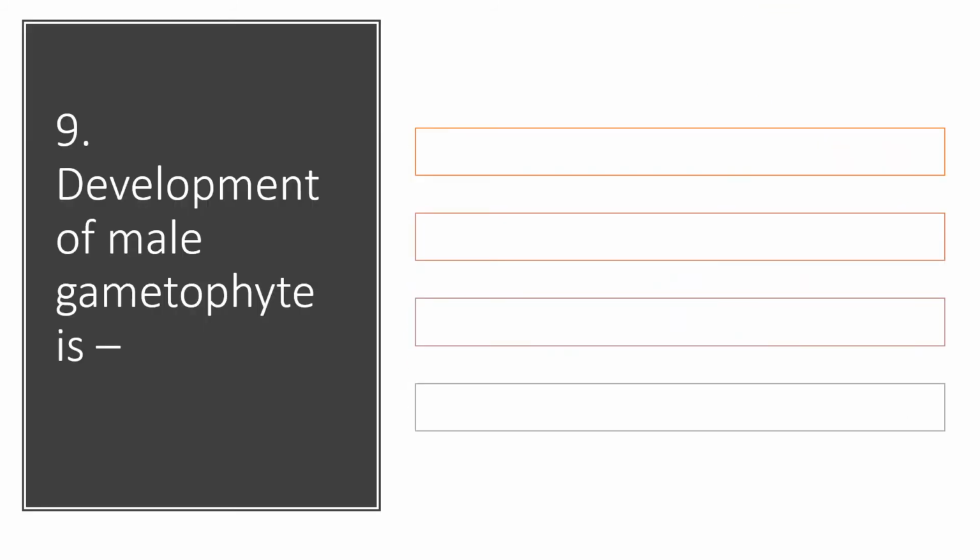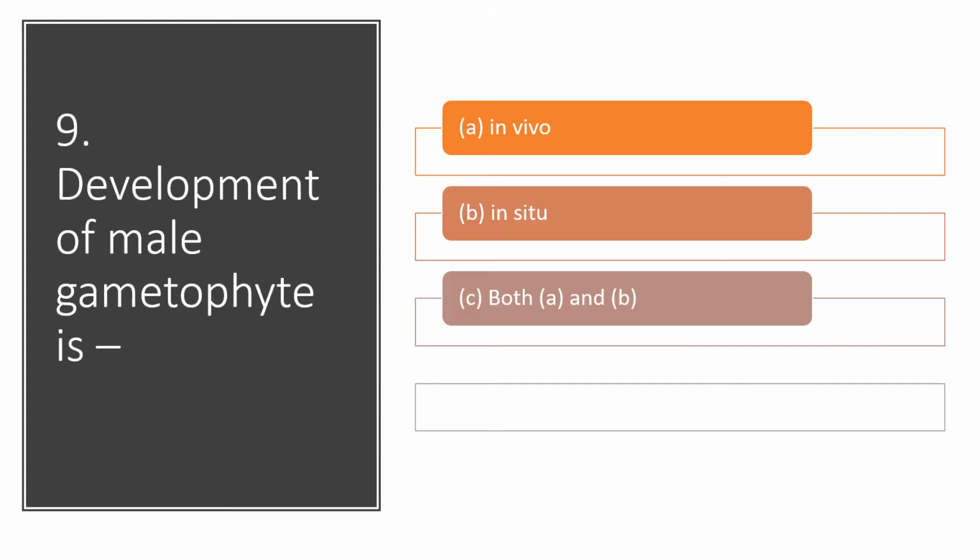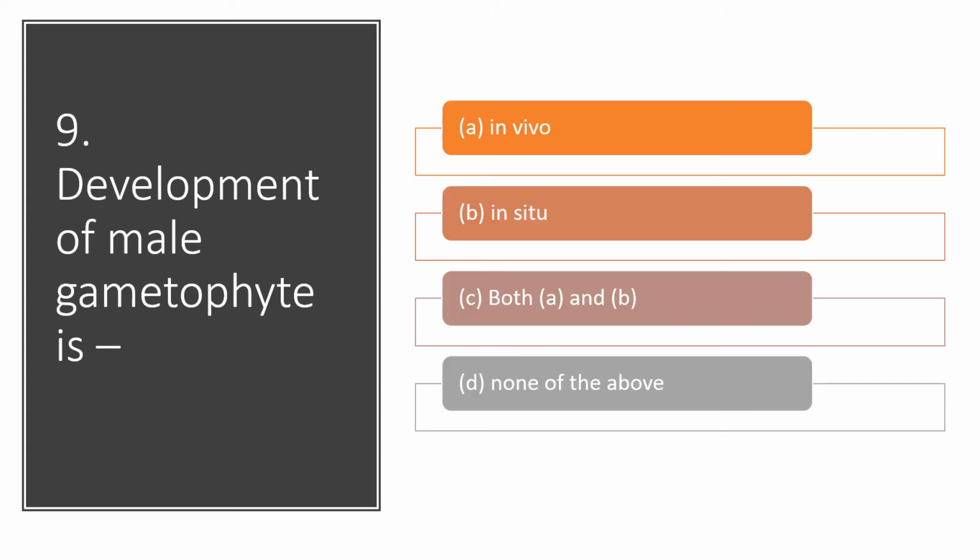Coming to question number 9. Development of male and female gametophyte is: option A, in vivo; option B, in situ; option C, both A and B; and option D, none of the above. So we know what in vivo is. In vivo means within the organism. In situ means outside the organism.